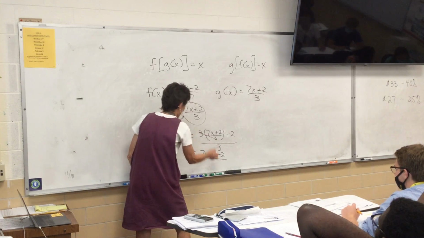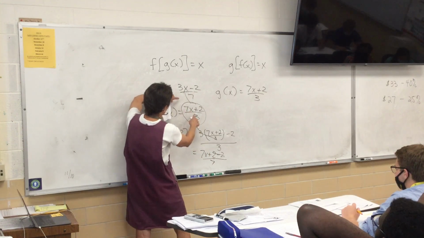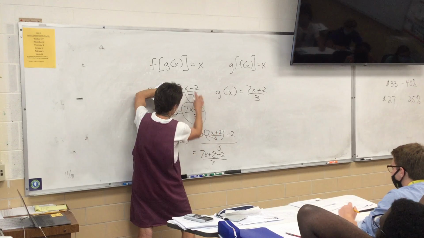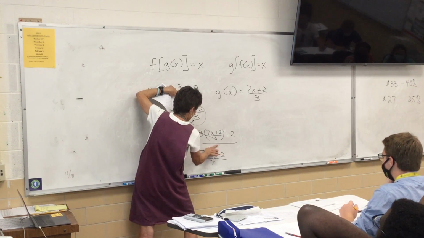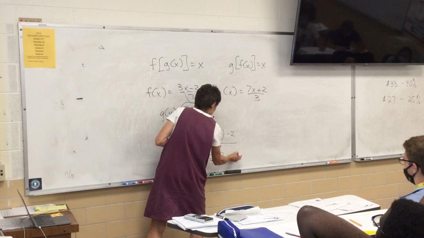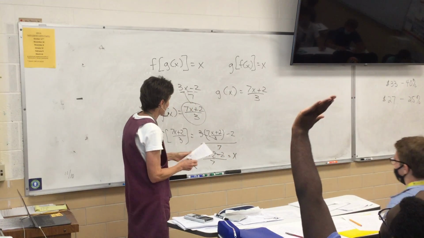I copied the whole thing wrong, you guys. Sorry, let me back up. Plug this in for the x. So it's 3 times that minus 2 over 7. And now my 7's canceled.